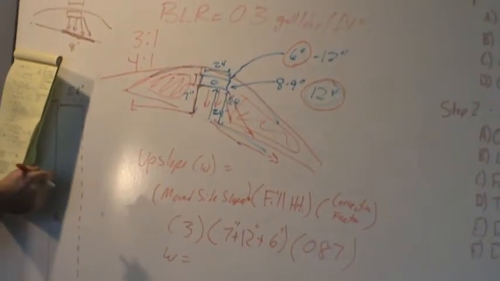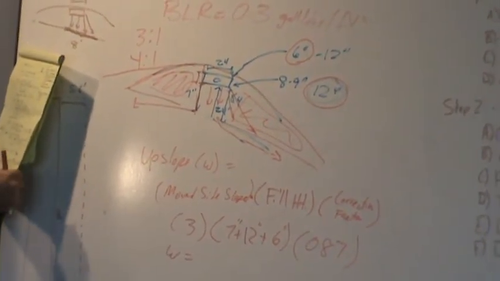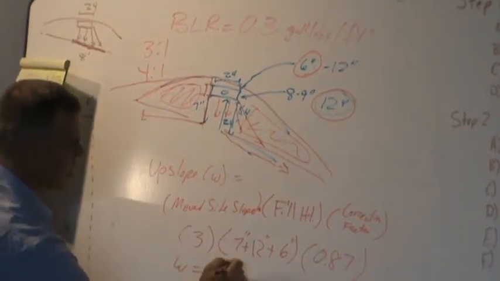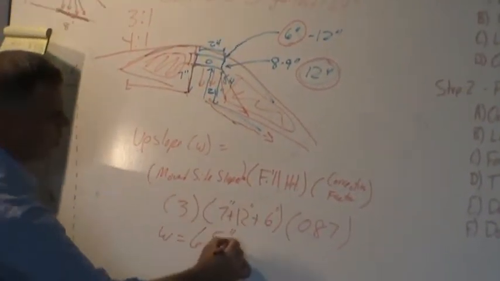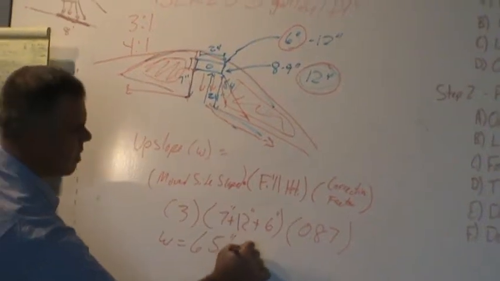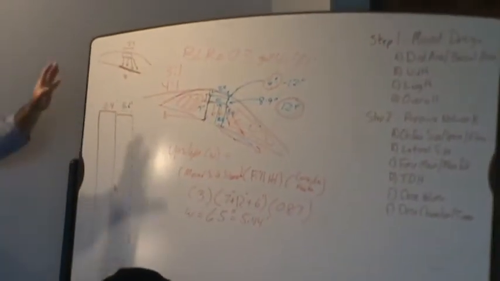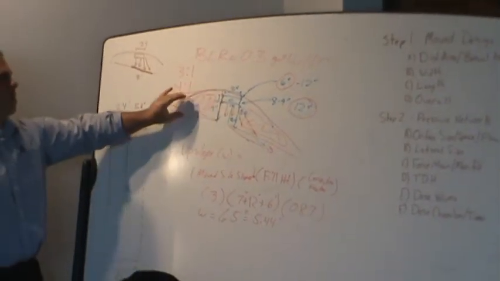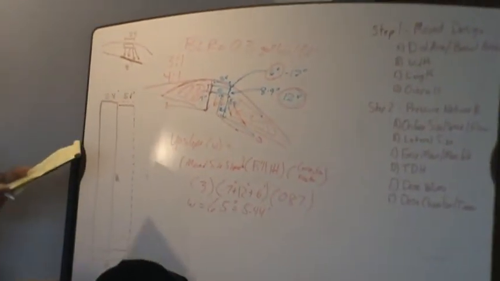So when we add all this together and multiply, we get 65 inches, or 5.44 feet. So that's all there is to figuring out the upslope. The downslope is done pretty much the same way.